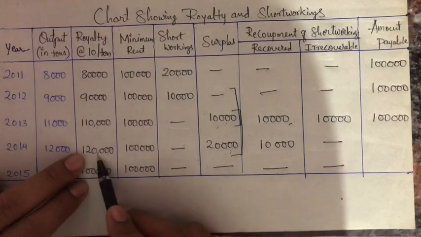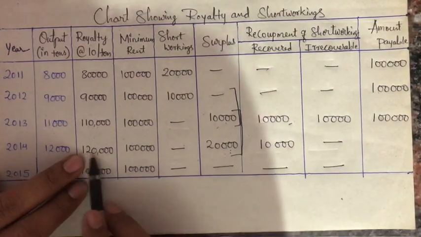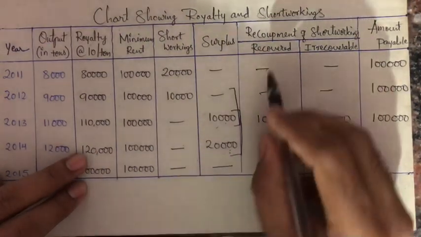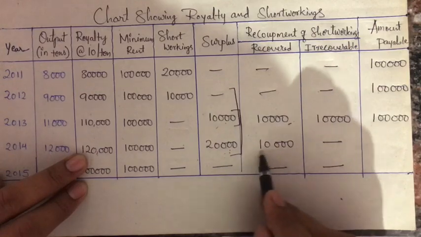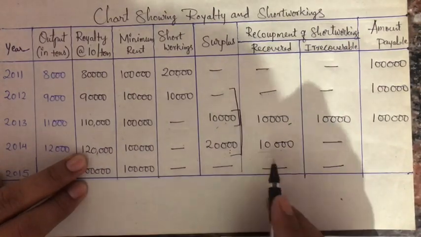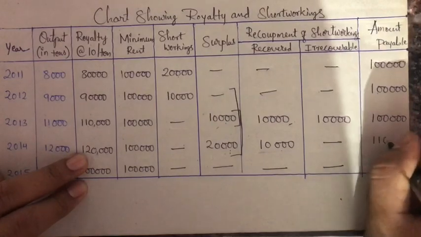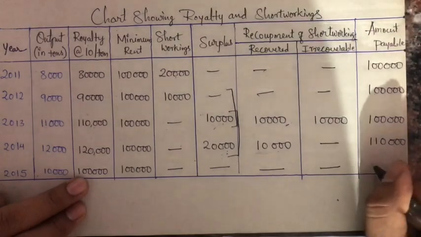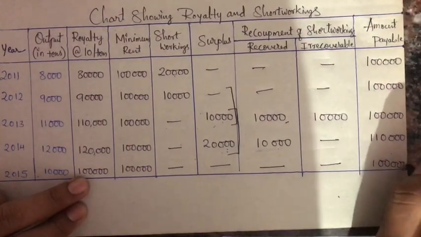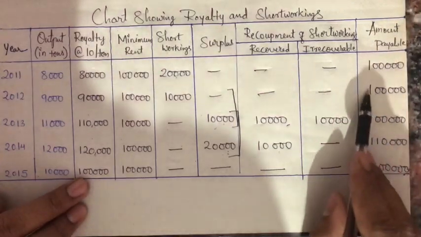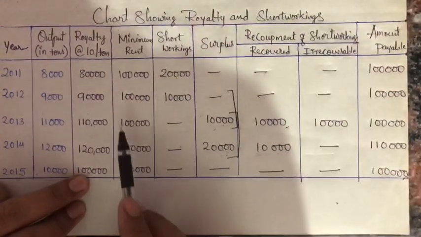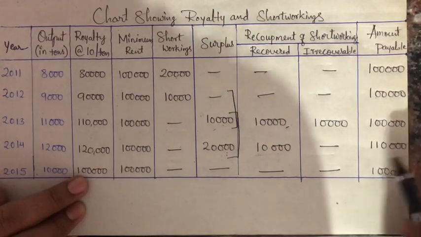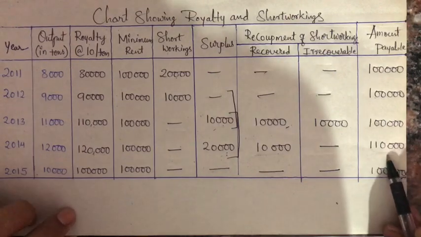And next, in the fourth year royalty is more, so 1,20,000 is there. Out of this 1,20,000 we recovered short workings of rupees 10,000. So 1,20,000 minus 10,000 is 1,10,000. And 1 lakh and 1 lakh are both the same, so you have to pay 1 lakh here. There is no recovery. If you cross check, in no case will the amount payable be lesser than the minimum rent. It will either be equal to the minimum rent or greater than the minimum rent. That's how we have to solve this problem.